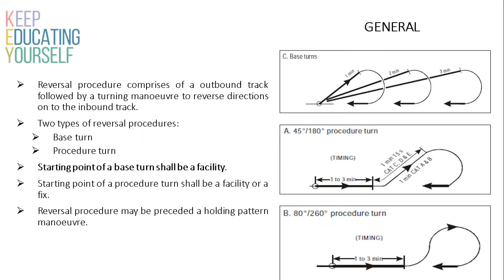Reversal procedure comprises an outbound track followed by a turning maneuver to reverse the direction onto the inbound track. There are two types of reversal procedures: base turn and procedure turn. Starting point of a base turn shall be a facility. However, starting point of procedure turn shall be a facility or a fix. Reversal procedure may be preceded by a holding pattern maneuver.